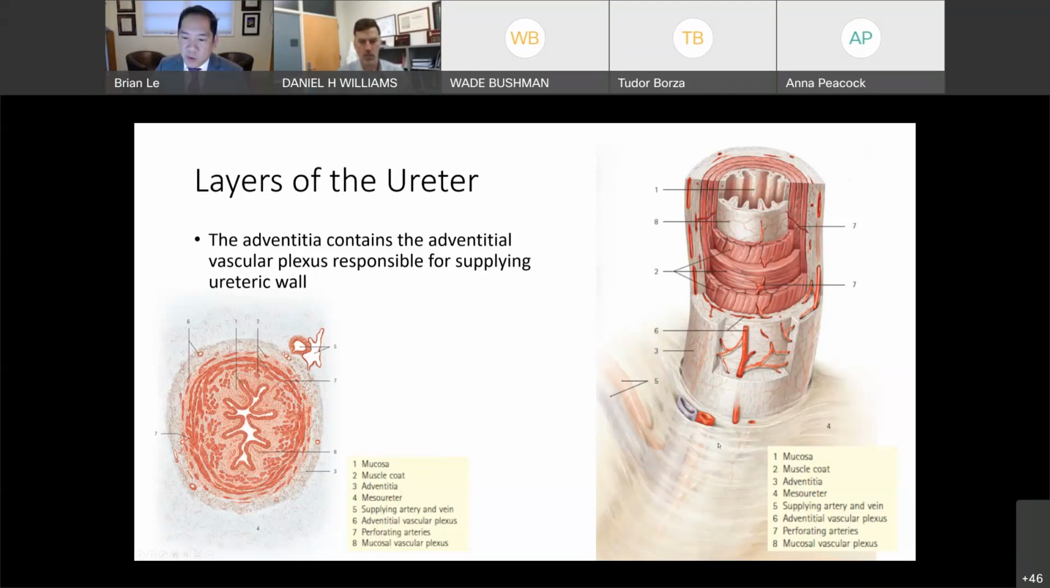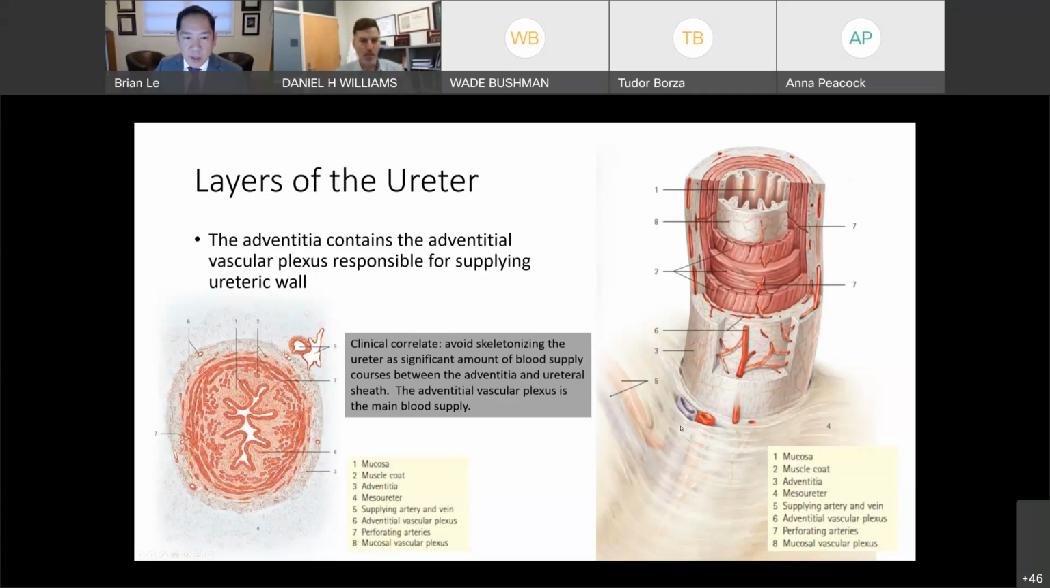So over-dissection, really, if you dissect to get to this really glistening white adventitia, you actually dissect off some of this blood supply. So the clinical correlate of that is you want to avoid skeletonizing the ureter, as a significant amount of blood supply courses between the adventitia and the ureteral sheath, or mesoureter as described here.